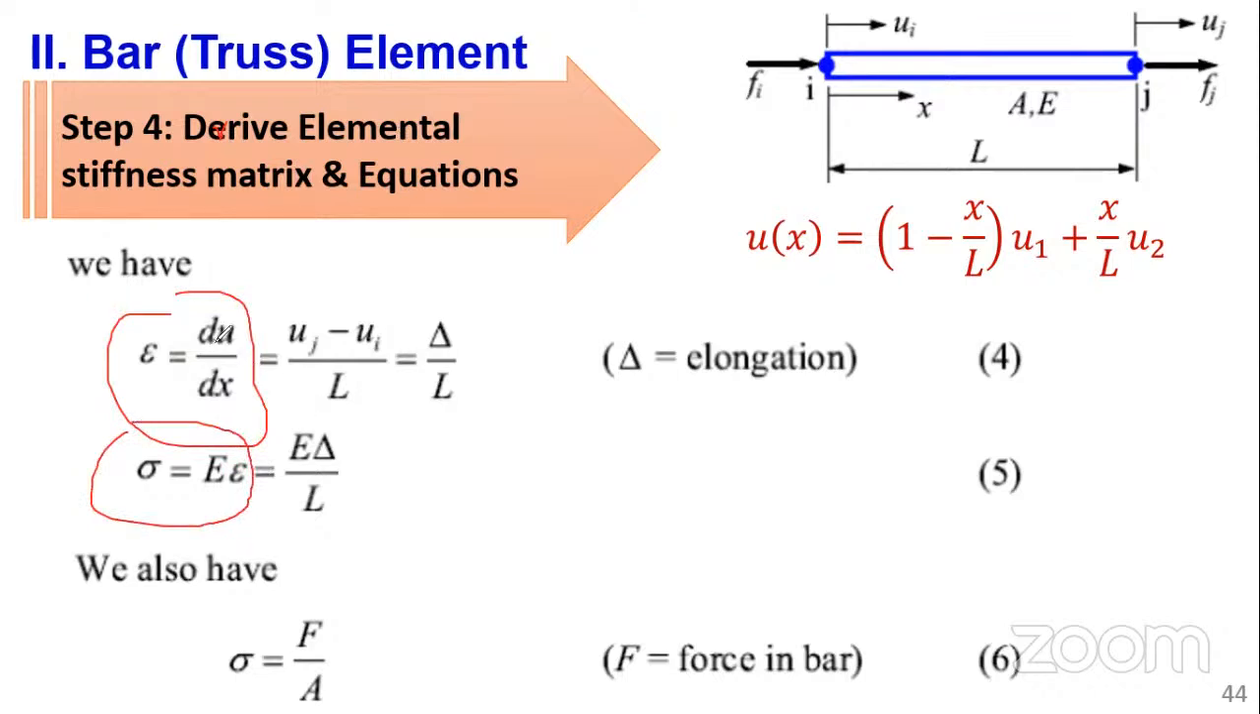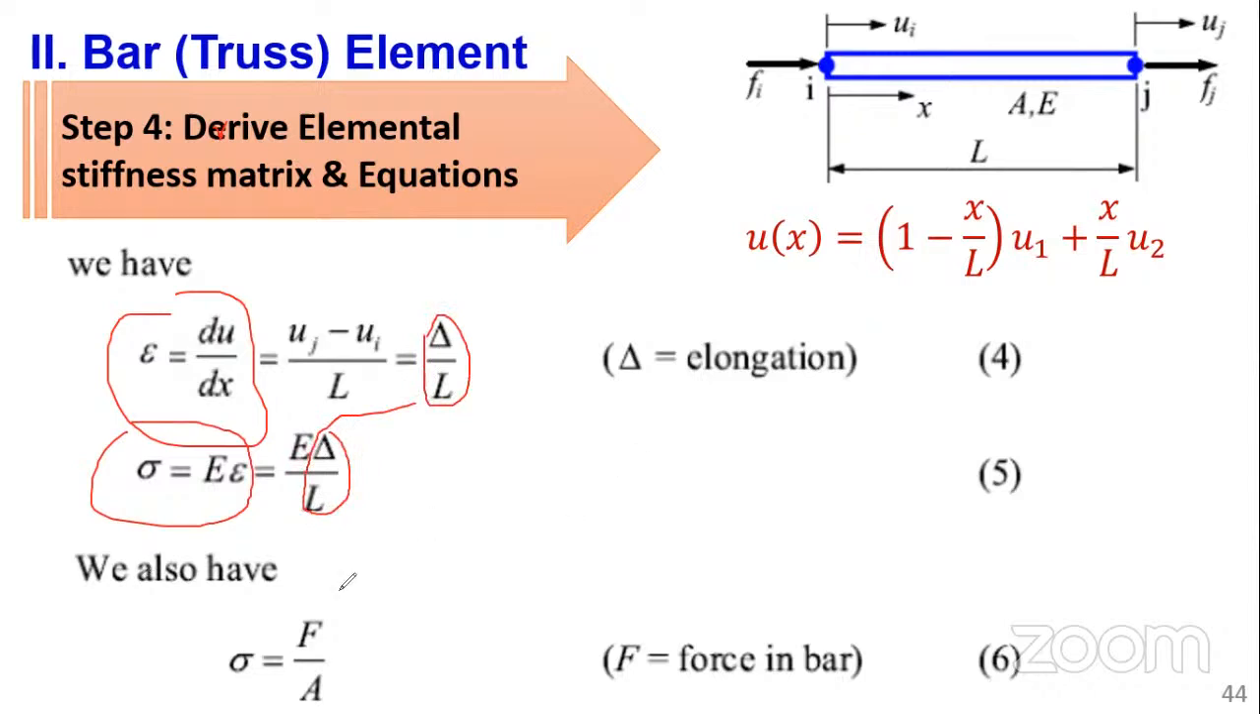So we know strain is the change in elongation over the original length, so uj minus ui over L, which is the same as capital delta over L, the total elongation. Again, stress is equal to Young's modulus times strain. But strain, we have been able to express here. So that's what we are substituting in this part.